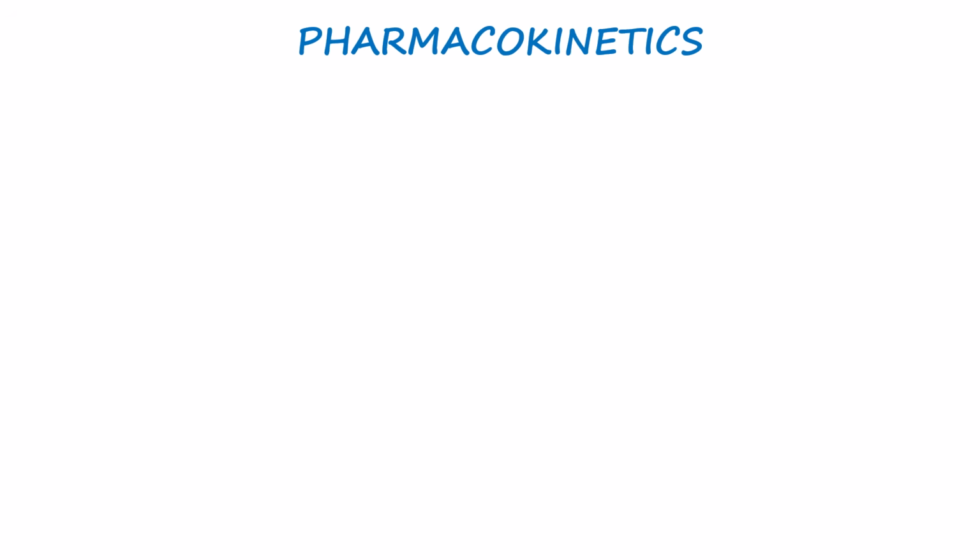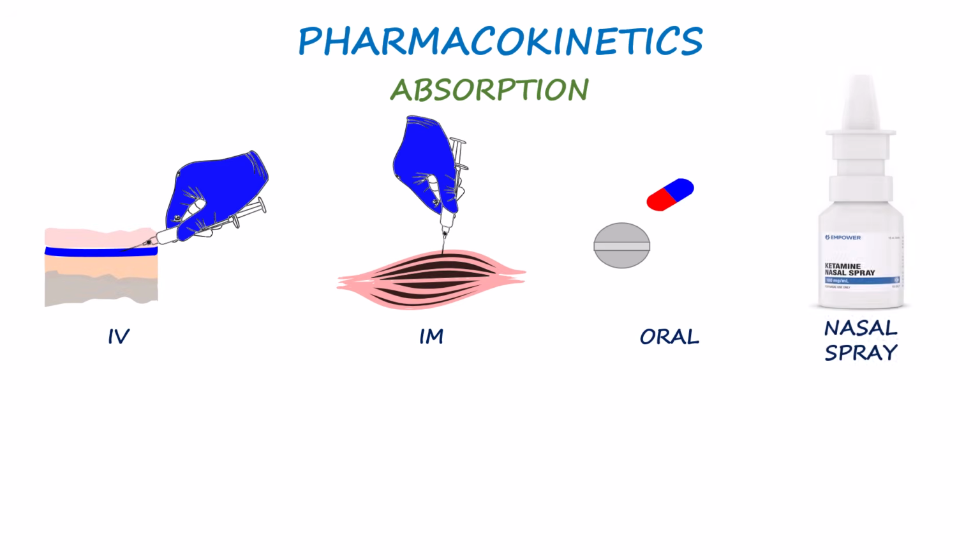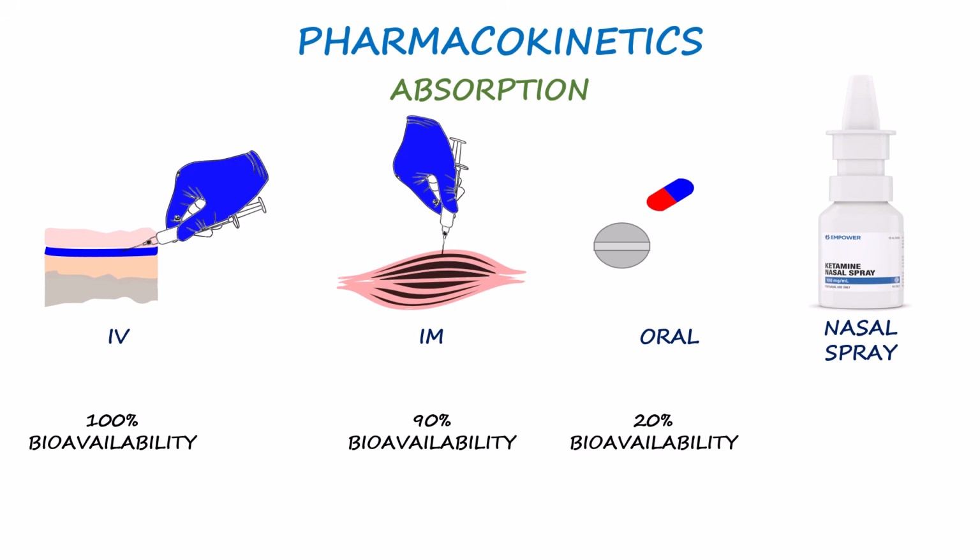The absorption of ketamine depends on the route of administration. Intravenous injection provides 100% bioavailability, while intramuscular administration yields about 90%. Oral absorption is poor, around 20%, due to significant first-pass metabolism in the liver. Intranasal administration, which is commonly used for psychiatric indications, offers bioavailability between 30 and 50%. The focus of this video will be on the intravenous route.